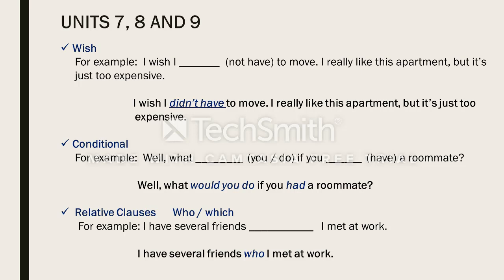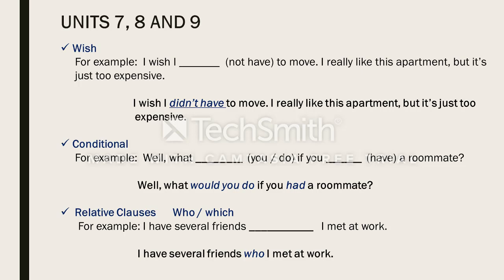You have the option there, who or which, I met at work. So you will have to choose, which is the correct? Very good. Who for people, which for things. So at the end the sentence would be, I have several friends who I met at work. Okay? So you're always going to have the option there. That's what you have to keep in mind. But if you're clear with the theory and the structure and the tenses, you will have no problem.